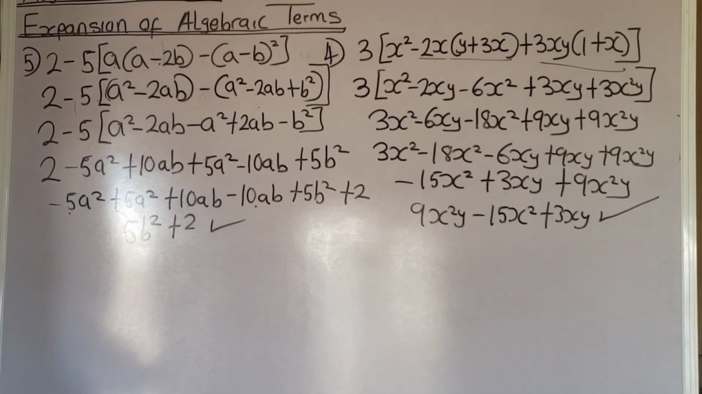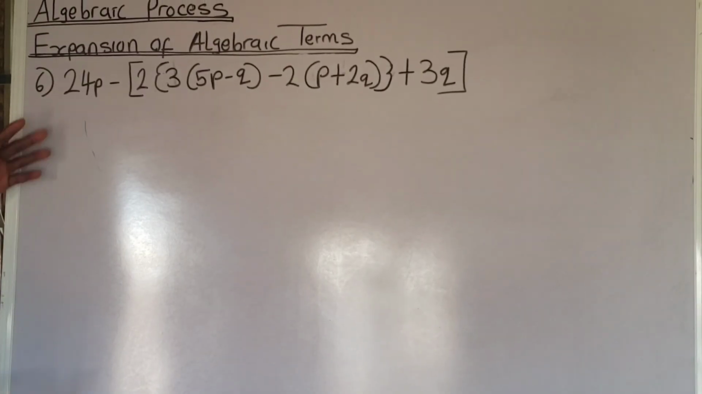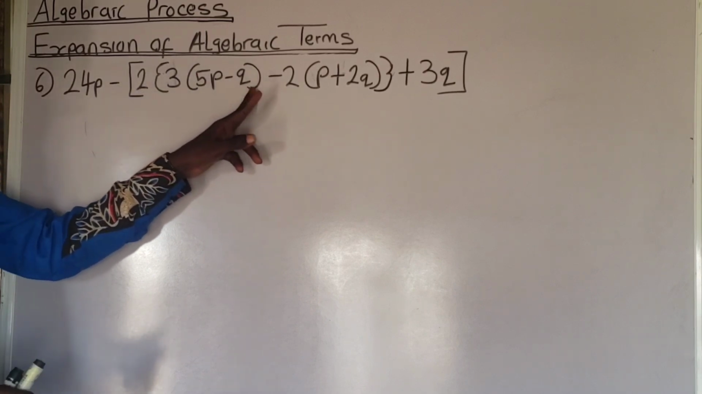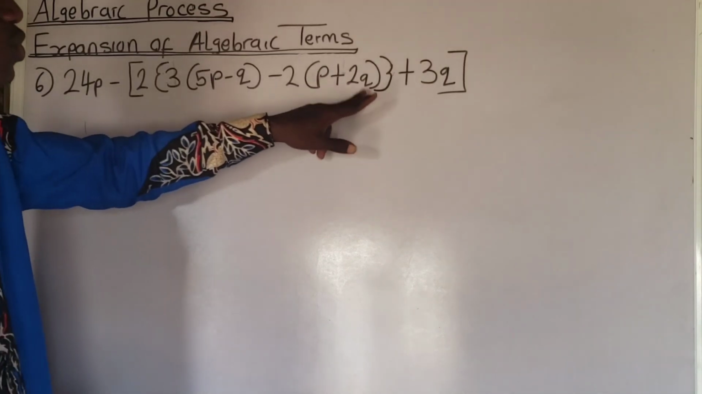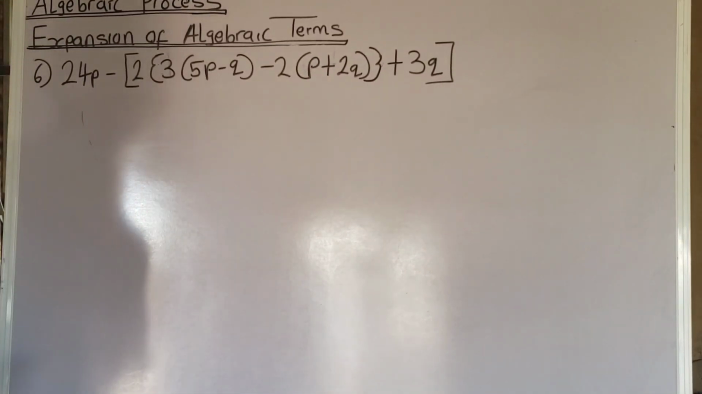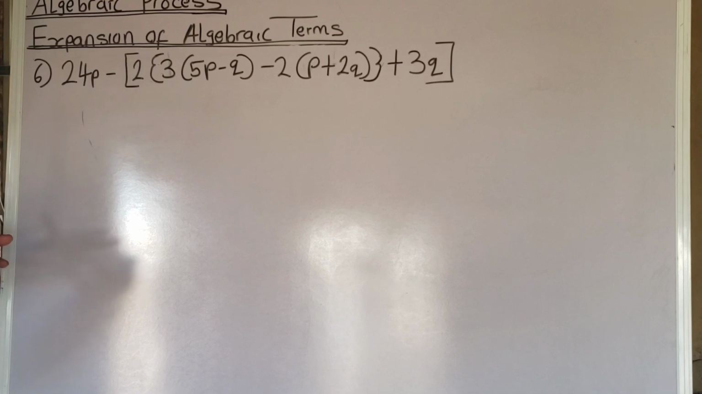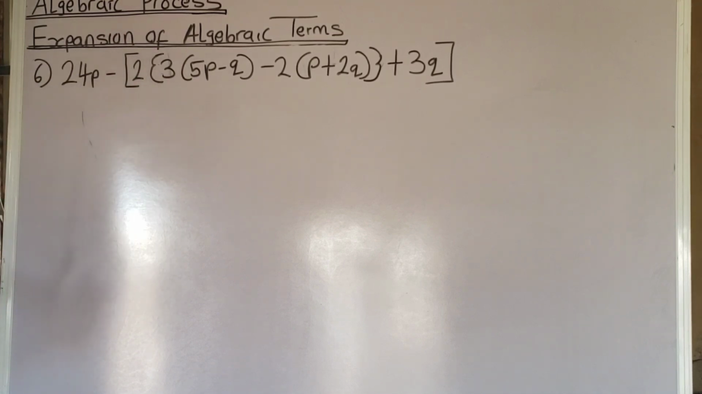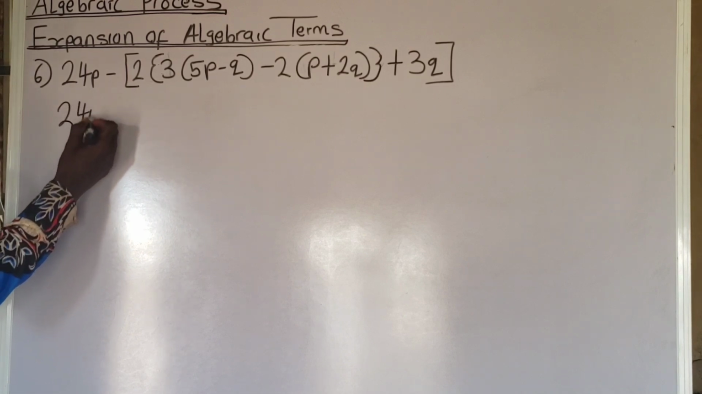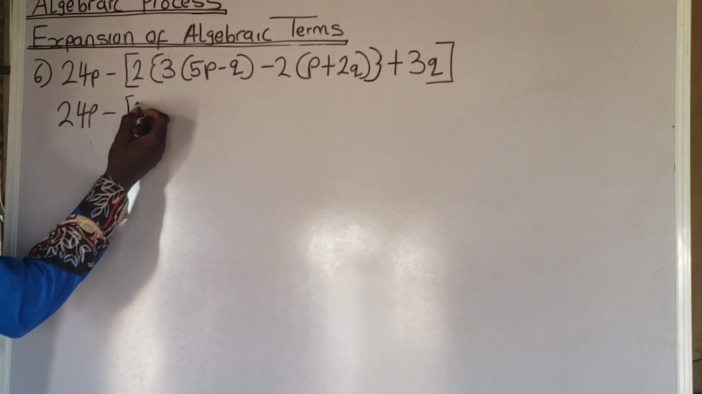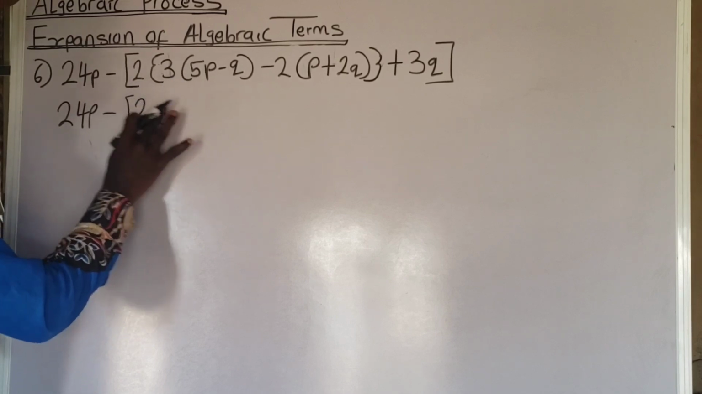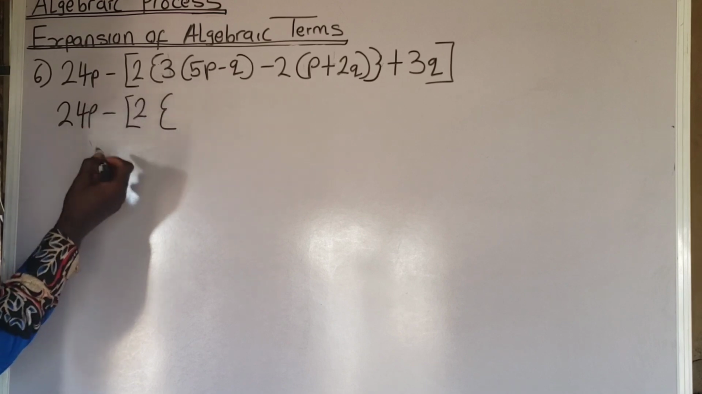Okay, let's proceed to question number 6. We are asked to expand 2 {4(p minus 2) multiplied by 3 multiplied by (5p minus q)} minus 2 multiplied by (p plus 2q) plus 3q. We are going to deal with this step by step. Let's start by dealing with the bracket inside this big bracket. For this I'm going to have 2{4p minus 2, put this curly bracket. Let me just put the curly bracket.